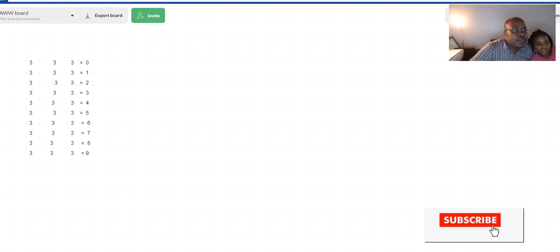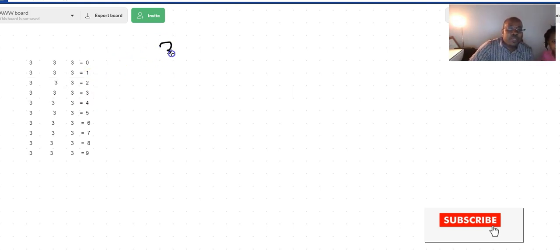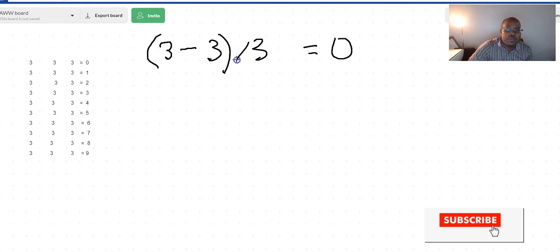Okay guys, let's do the first one. We use 3s to get 0. By the way, there are different ways you can do it. I'm just going to do some. You can try, and if you find some other way, just leave a comment. This one is easy, guys. 3 minus 3 gives me 0. 0 times 3 gives me 0. That's easy.